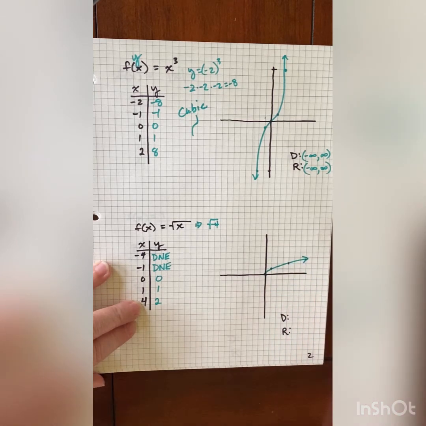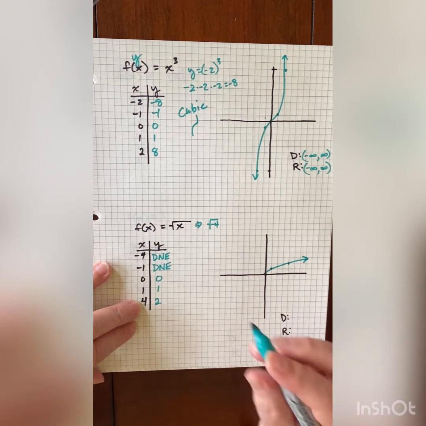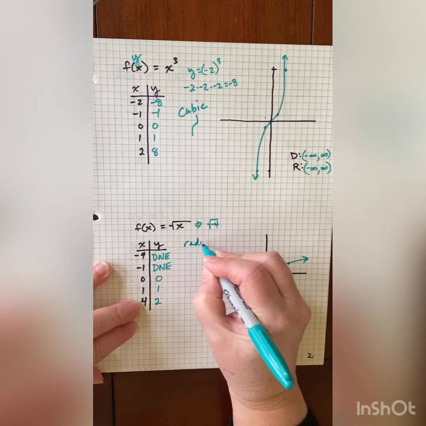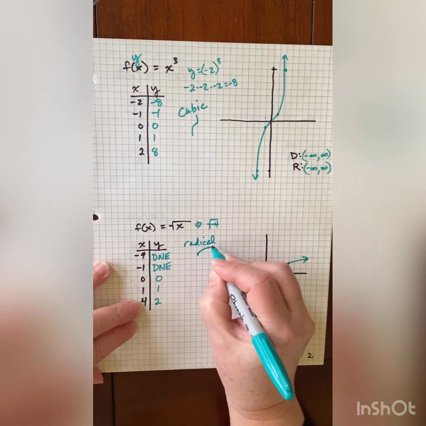Now, a lot of people are like, whoa, that looks like a shooting star. Okay. And this is a radical. So typically it looks like that.